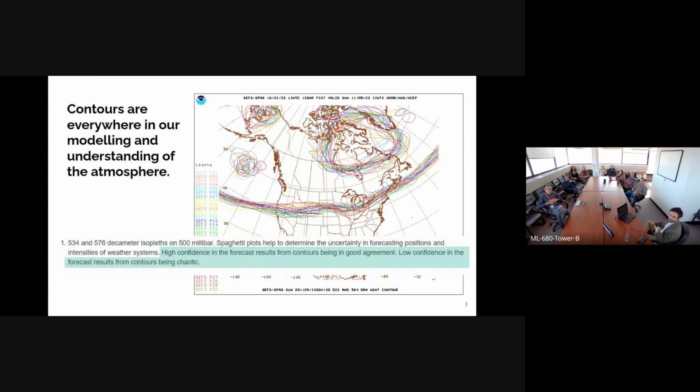So the main takeaway from this that I want to highlight is that the main way that we think about uncertainty for contour features most of the time is this relatively qualitative sense of if our contours are in good agreement, that means that the forecast has a lot of confidence, or we have high confidence in a forecast. Whereas if our contours are chaotic, then we have relatively low confidence in the forecast. And so what we're pursuing with this project is looking for ways to more quantitatively describe uncertainty when we're particularly interested in contour features.